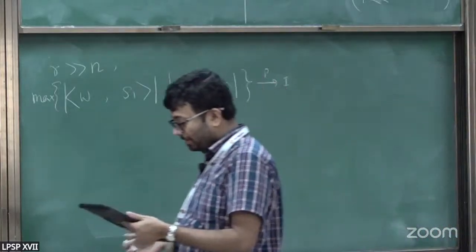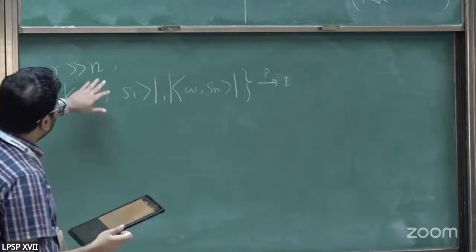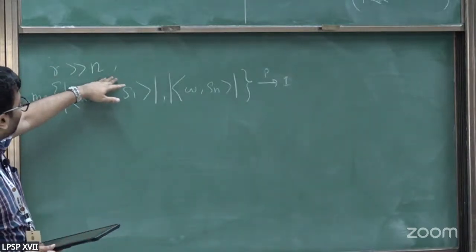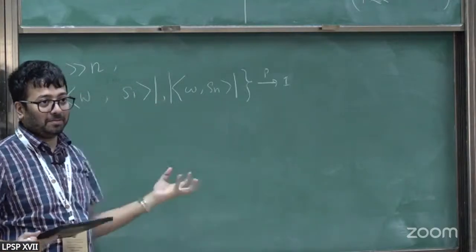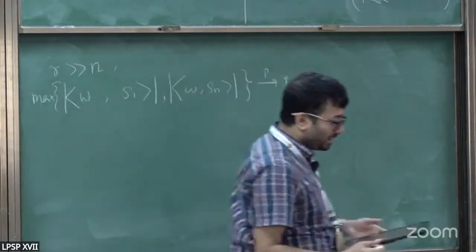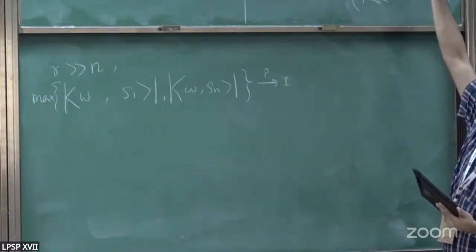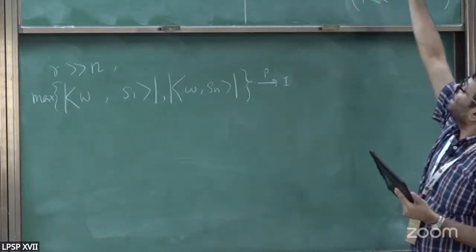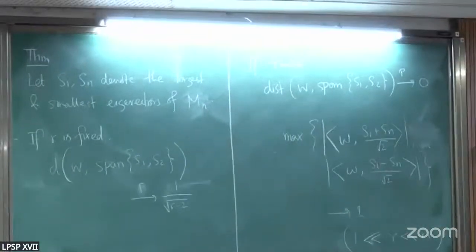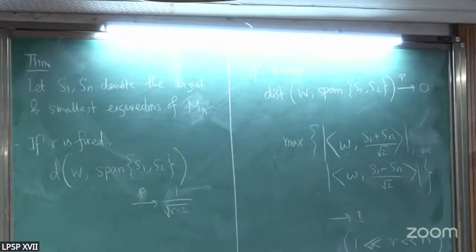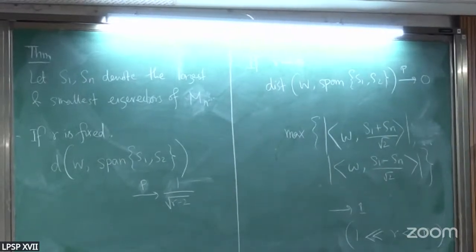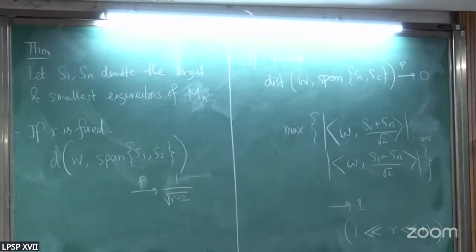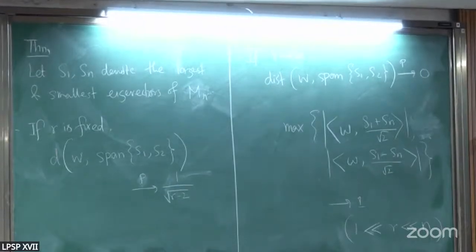And when R is growing proportionately with N, then these alignments become random variables. So they are always in that space spanned by S1 and Sn, but we don't know what the exact combination is. So how do we prove these results?